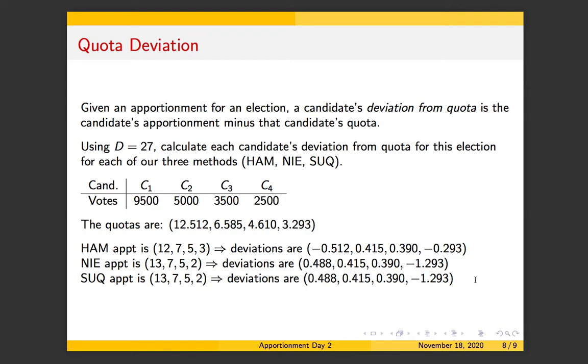So here's an example of, in a given election, this is a fixed election, what each candidate's deviation from quota is. Again, how much you got minus how much the math suggests you would get if we didn't have to do any rounding or anything.